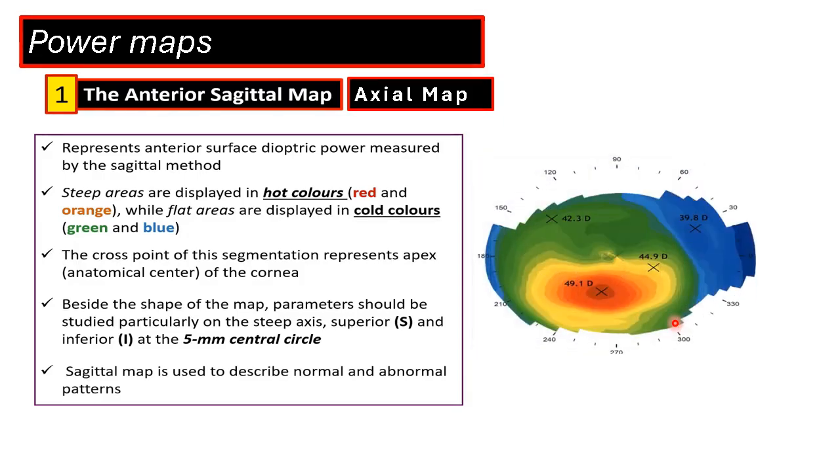The axial map is not very precise in determining the location of the apex of the cone as compared to the elevation map. The elevation map is more accurate in determining the exact shape and location of the apex of the cone. However, this map is very important to give information about the curvature and the power of the cornea from the anterior surface. Always extract the information from the central 5 millimeter zone. Avoid extracting any information from the periphery, because in the periphery it is not accurate.